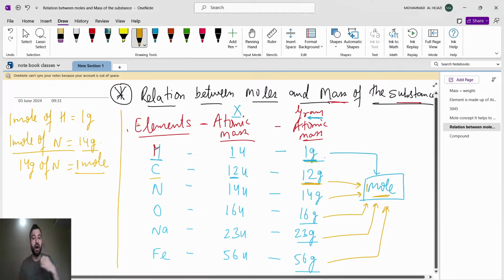So if I tell you half mole of nitrogen, what will you say? Half mole of nitrogen. 1 mole of nitrogen is 14 gram, so half mole means 7 gram of nitrogen. That's it.